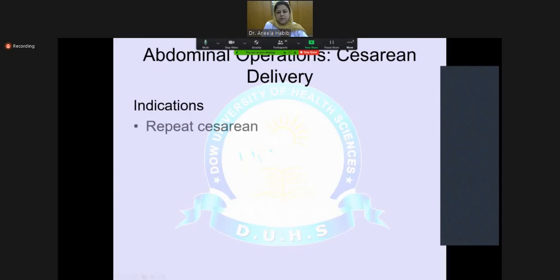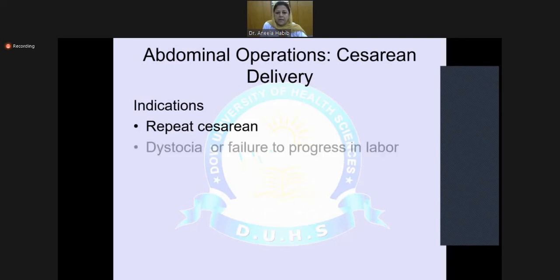What are the indications? If the patient is having a repeat cesarean section, like previous 1 cesarean, previous 2: with 1 cesarean section, you can give a trial of labor if there is no other contraindication for vaginal delivery. But if the patient has had 2 or 3 cesarean sections, you always have to do a cesarean section. After 2 cesarean sections, normal delivery is not possible. A normal delivery after a cesarean section is VBAC, vaginal birth after cesarean section. After 1 cesarean section, you can give a trial of VBAC, but not after 2 cesarean sections.